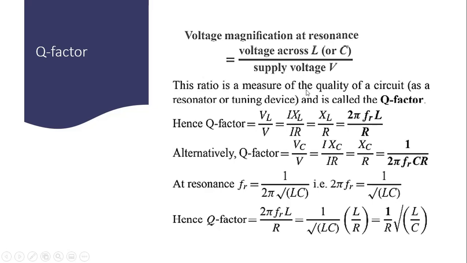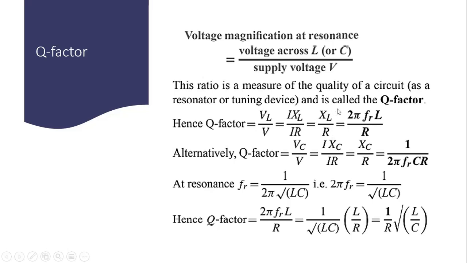This ratio is a measure of the quality of a circuit as a resonator or tuning device. This is usually used in radio transmission, and this measure of the quality of a circuit is called the Q factor. So the Q factor is VL over V, that is the voltage across the inductor over the supply voltage V. We know that VL is equal to IXL, and V is equal to IR. When you divide, because it is in series, the current cancels out. It will be XL over R.